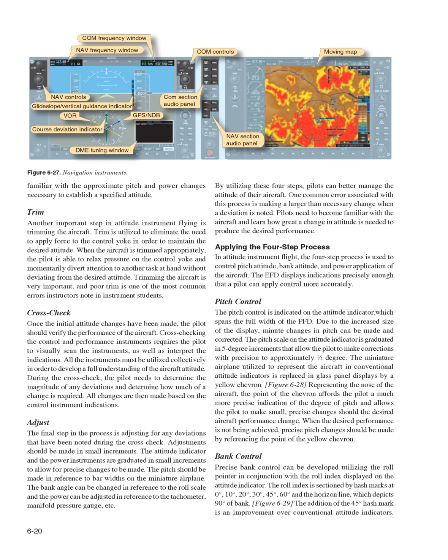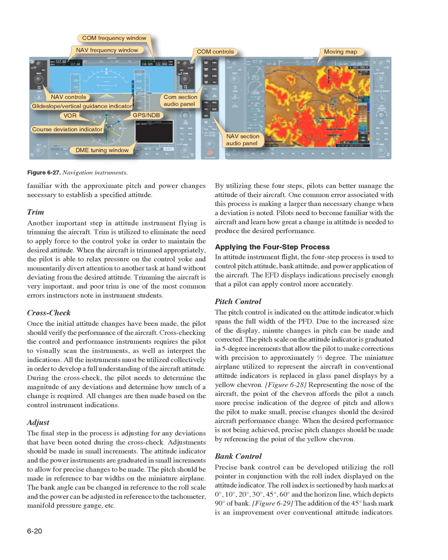Pitch control: the pitch control is indicated on the attitude indicator, which spans the full width of the PFD. Due to the increased size of the display, minute changes in pitch can be made and corrected. The pitch scale on the attitude indicator is graduated in 5-degree increments that allow the pilot to make corrections with precision to approximately ½ degree. The miniature airplane utilized to represent the aircraft in conventional attitude indicators is replaced in glass panel displays by a yellow chevron.